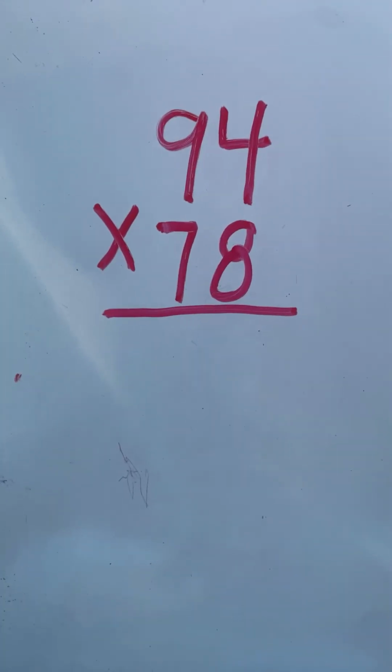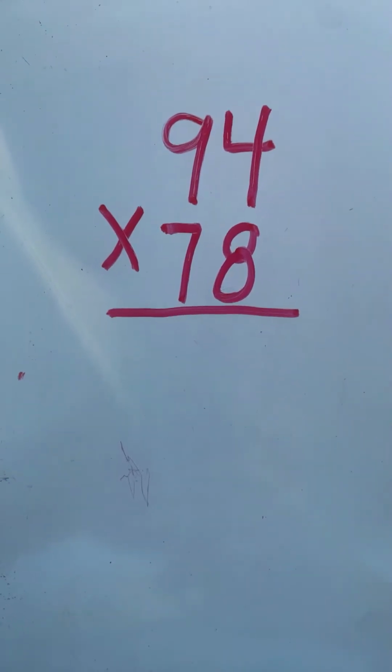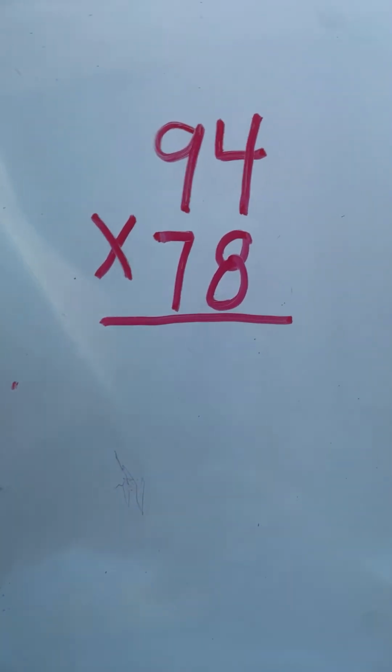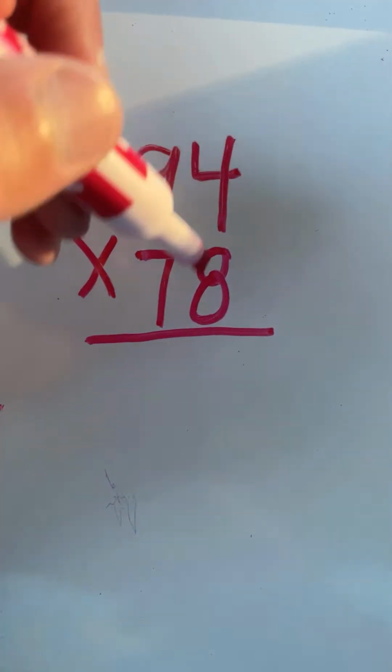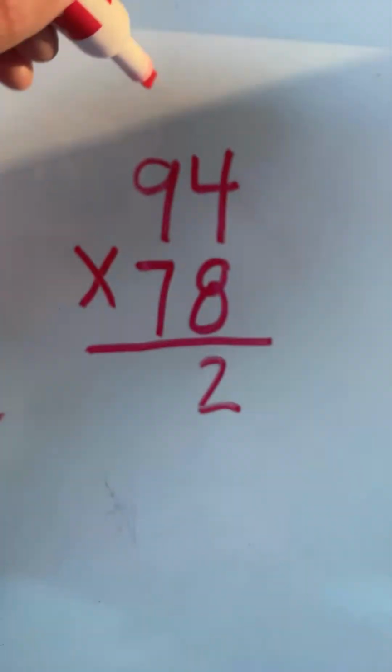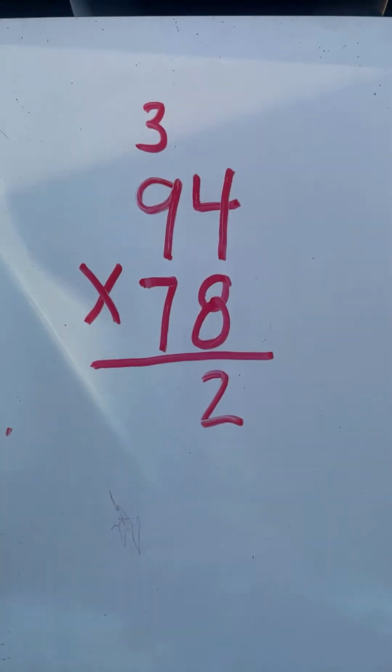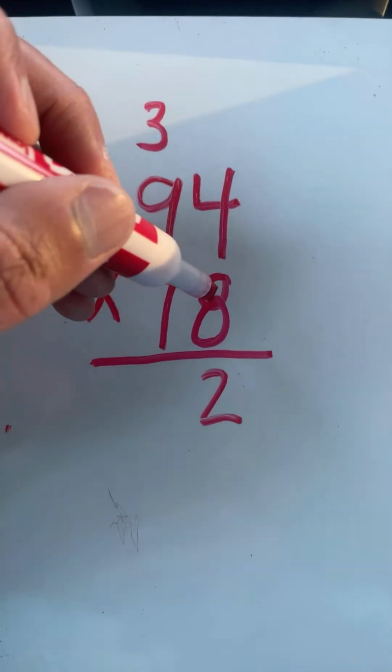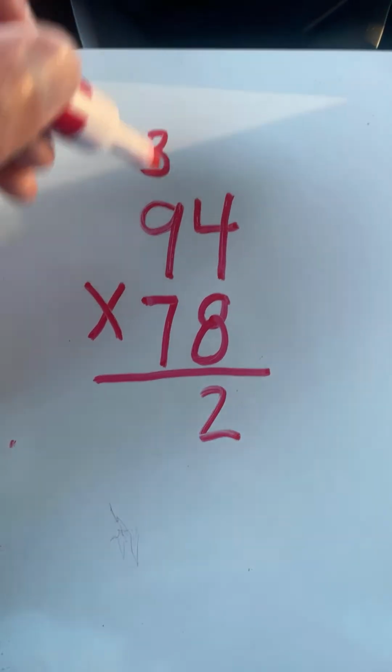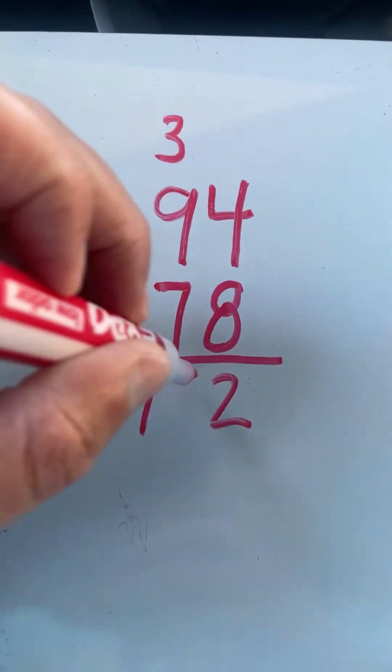All right, example problem number 4. We have 94 times 78. So starting in the ones place, 4 times 8 equals 32. 2, carry the 3. 9 times 8 equals 72 plus 3 equals 75.